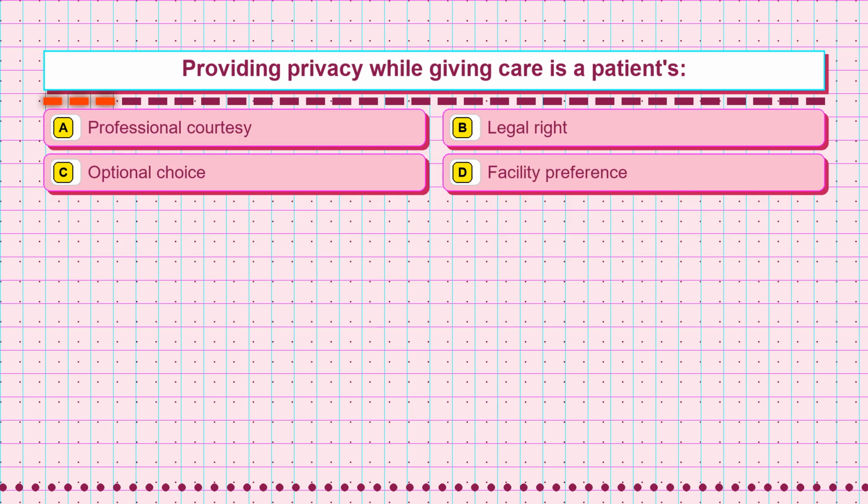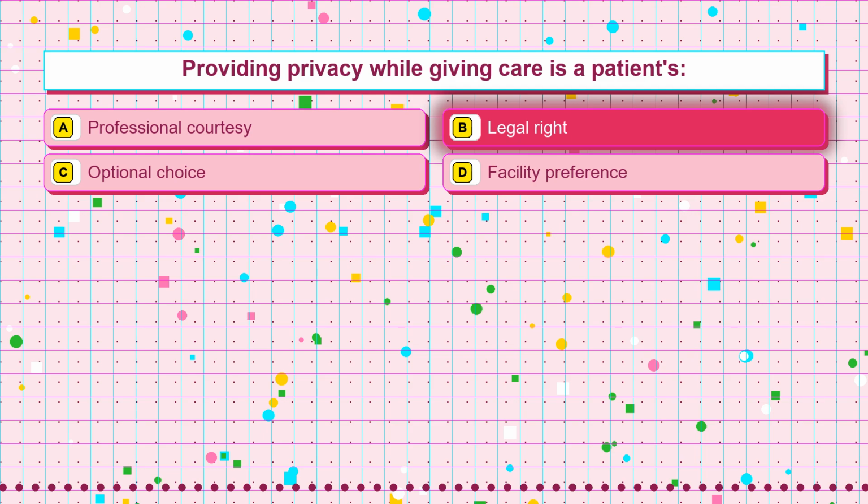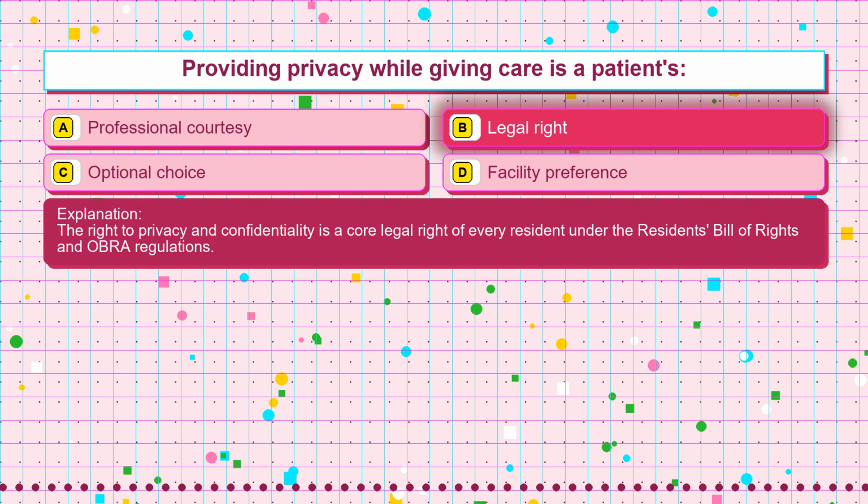Question 93. Providing privacy while giving care is a patient's: Option A, professional courtesy. Option B, legal right. Option C, optional choice. Option D, a facility preference. The correct answer is option B, legal right. The right to privacy and confidentiality is a core legal right of every resident under the Residents' Bill of Rights and OBRA regulations.